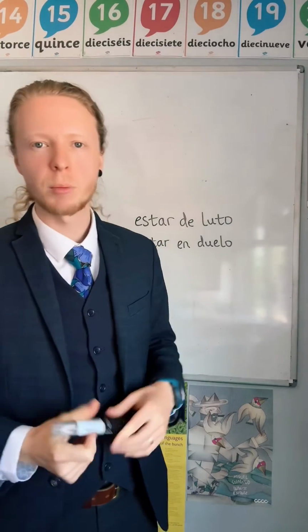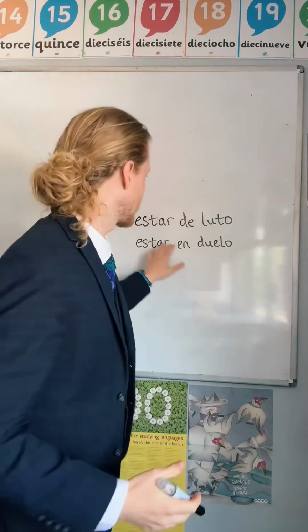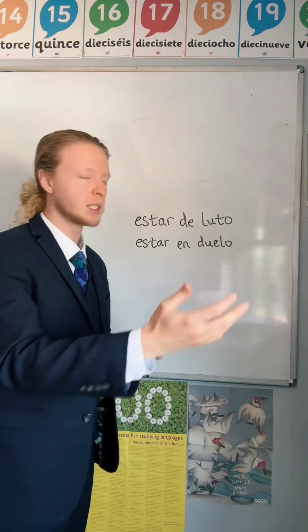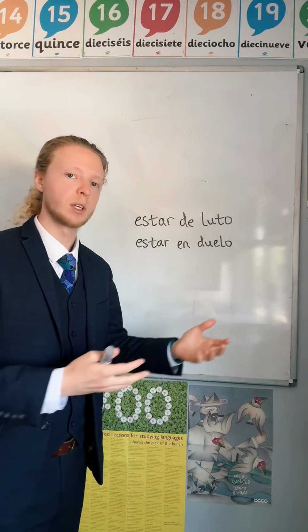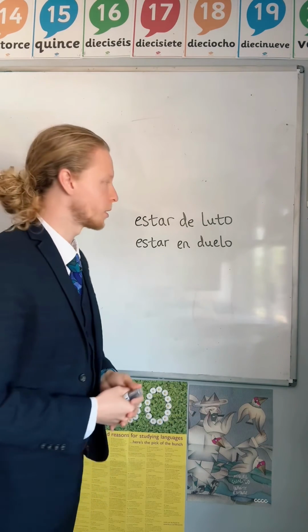Finally, a couple of phrases talking about grief, talking about the period of mourning. We have estar de luto. Estar de luto, to be in mourning. Mi abuela está de luto por la muerte de mi abuelo. My grandma is in mourning for the death, or because of, due to, por, the death of my grandpa.